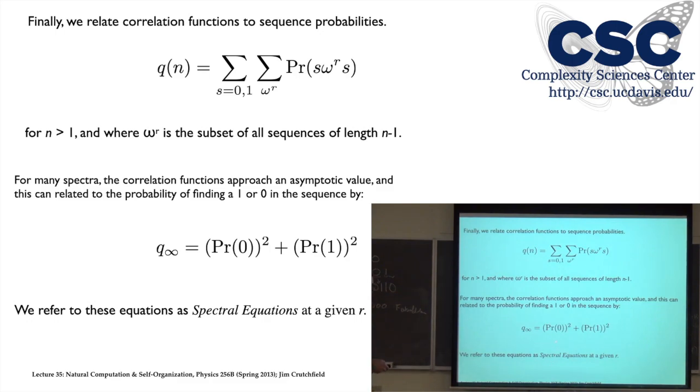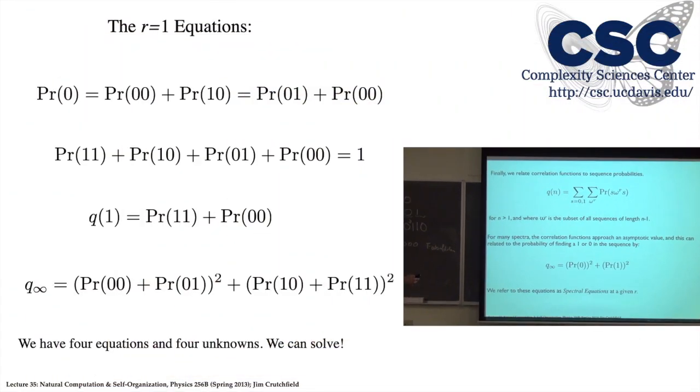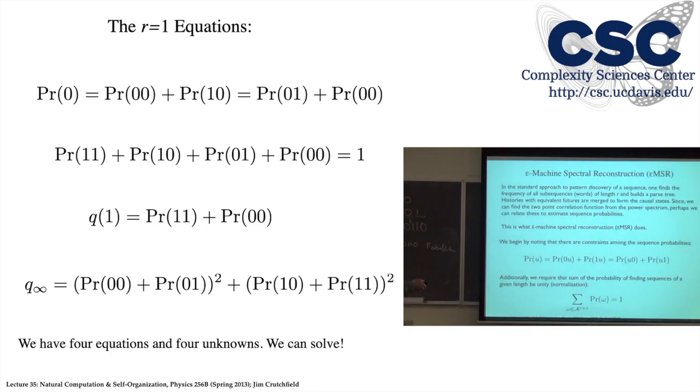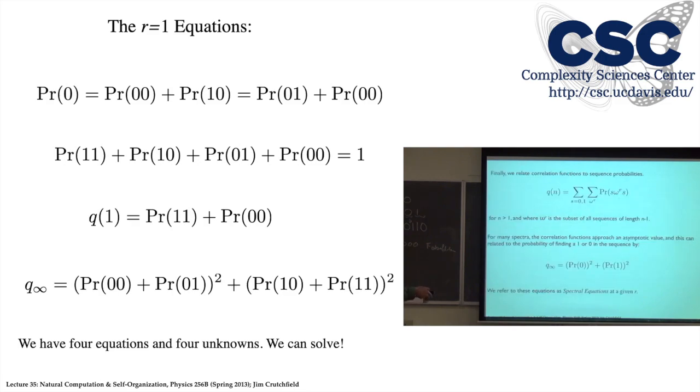It turns out in the material science case we don't use this constraint, for reasons that I will explain on Thursday, but it still exists. We refer to this set of equations, the basic rules of probability theory, conservation of probability, and relationships between correlation functions and probability, as the spectral equations that are given R.